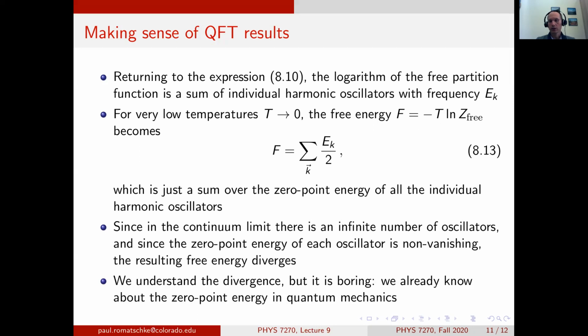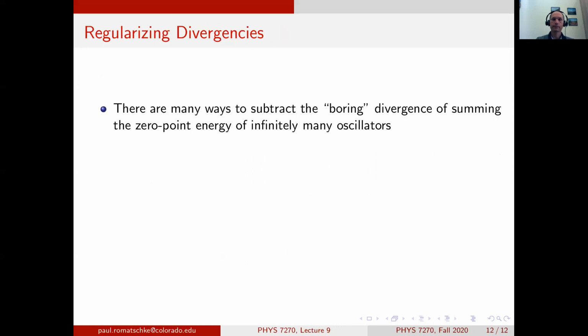The divergence is just a boring divergence. It just says that if you sum up the same number an infinite number of times, you get something that's divergent. We already know the physics of the zero-point energy, so there's nothing interesting in this by itself. So what we would like to do is subtract it out and see if something interesting is there in addition to just an infinite number of zero-point energies stacked on top of each other. There are quite a number of different ways to subtract this, quote, boring divergence of the zero-point energies of infinitely many oscillators.